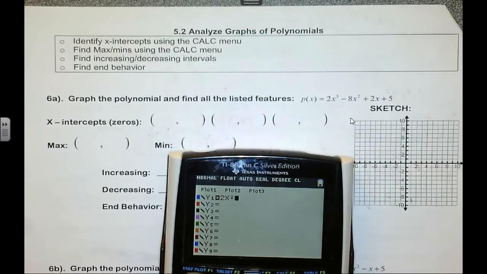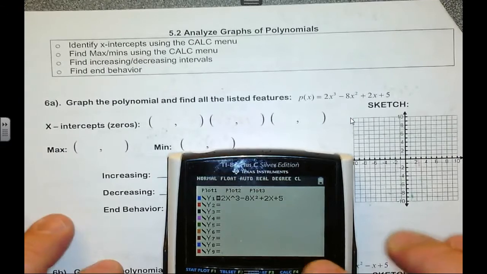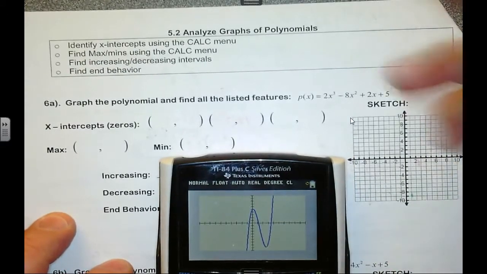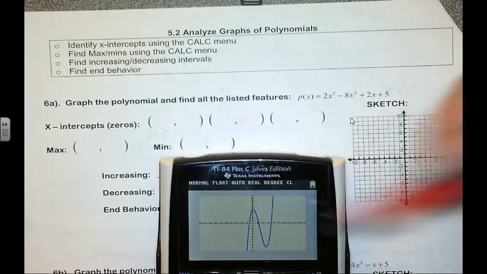2x squared minus 8x squared, which would be cubed, plus 2x plus 5. Graph it and find my x-intercepts. They're going to be decimals.